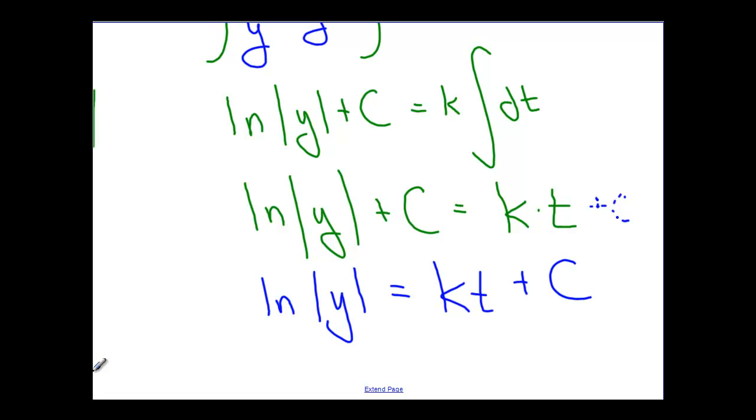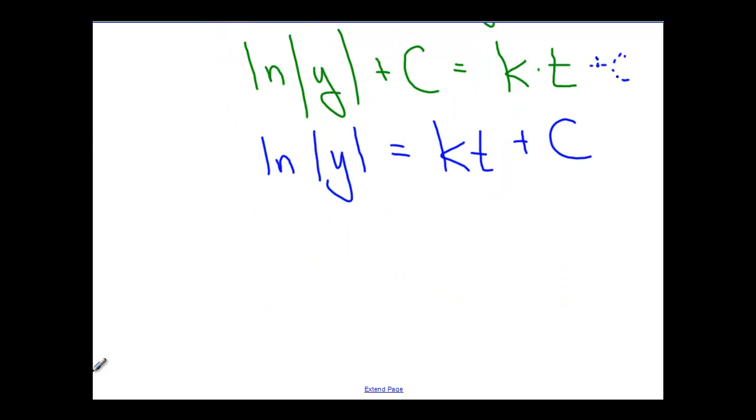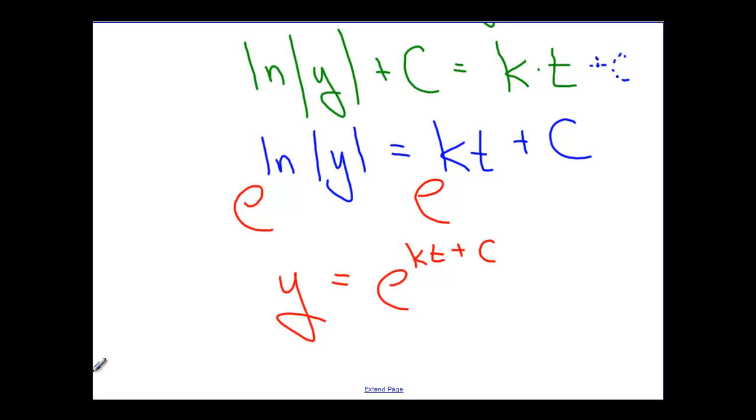Now the constant might be positive or negative. We don't know the sign, we don't know the size. That's okay. We know that we have one arbitrary constant in here, though, that we don't know exactly what it is yet. The next thing we want to do in order to solve this problem is to take the anti-natural logarithm of both sides. So our function will now look something like this: e to the natural logarithm of the absolute value of y. And of course, e and the natural logarithm, or the anti-log and log, are inverses of one another. We end up with just y on the left-hand side, and we end up with e to the kt plus c.